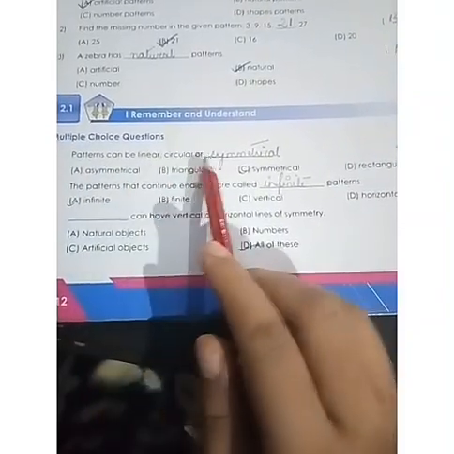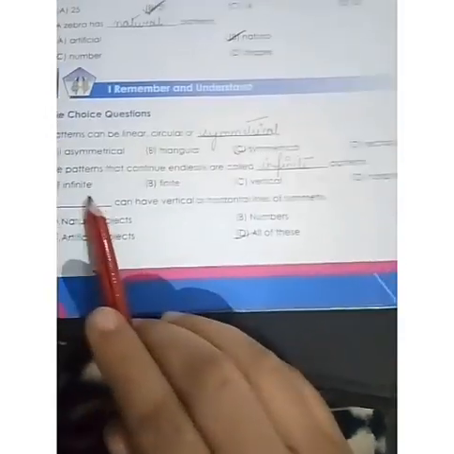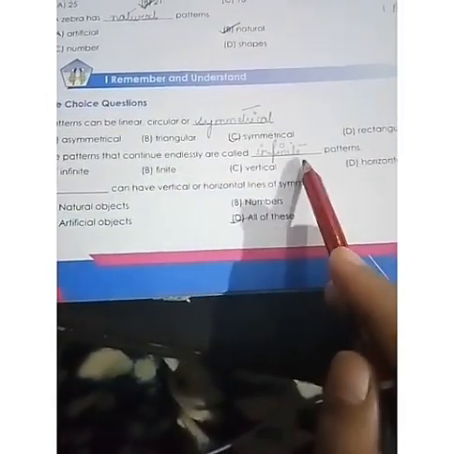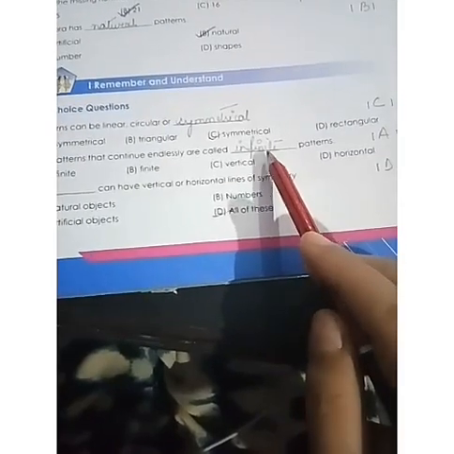Question number 4. Patterns can be linear, circular or symmetrical. Okay. So option number C. The patterns that continue endlessly are called infinite patterns. Alright. So we already got the unlimited or uncountable patterns are known as infinite patterns.